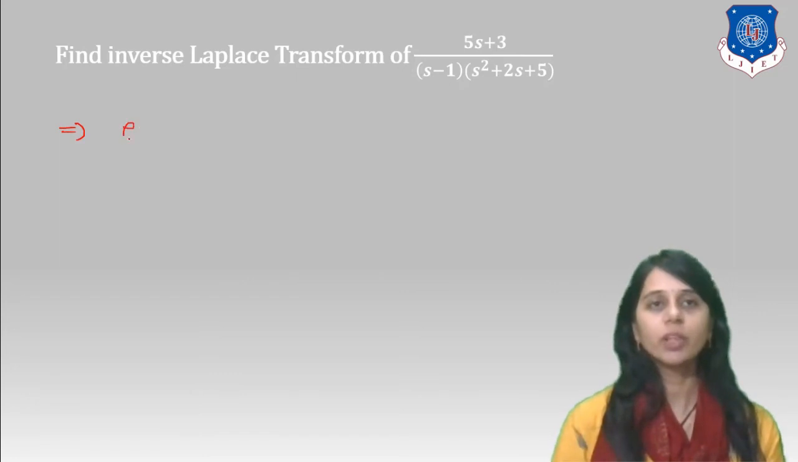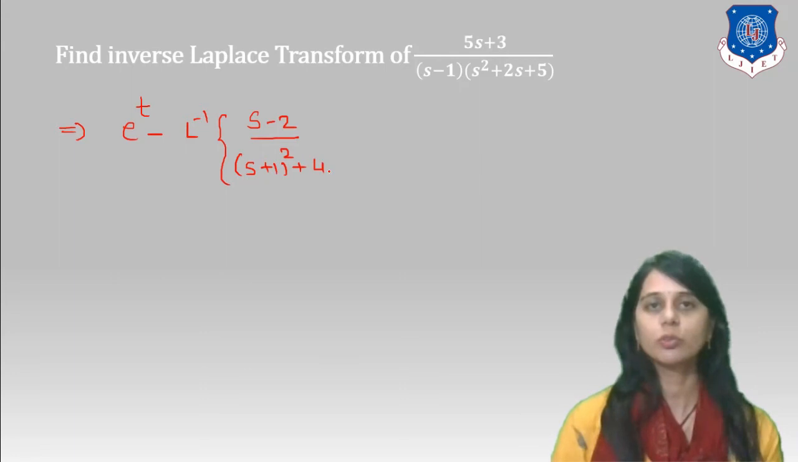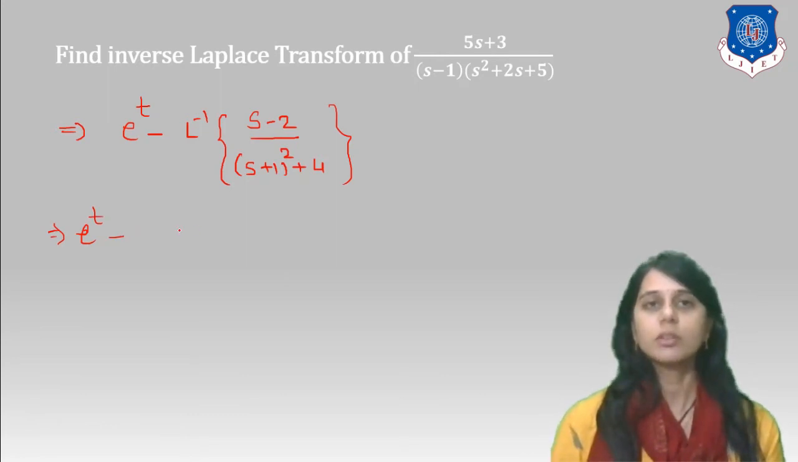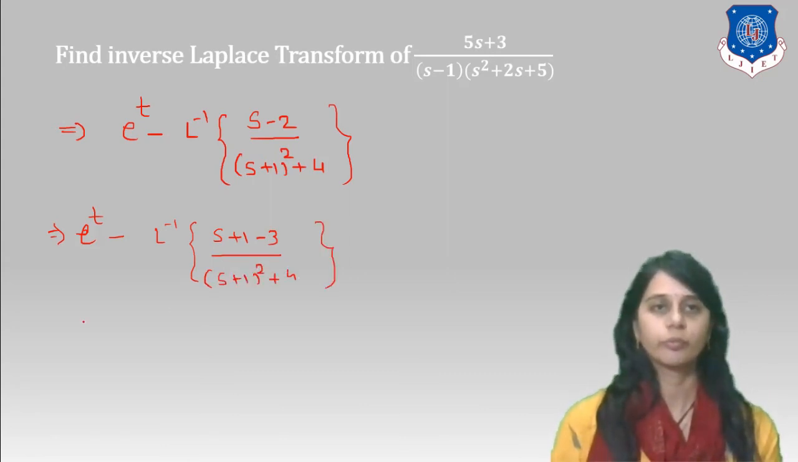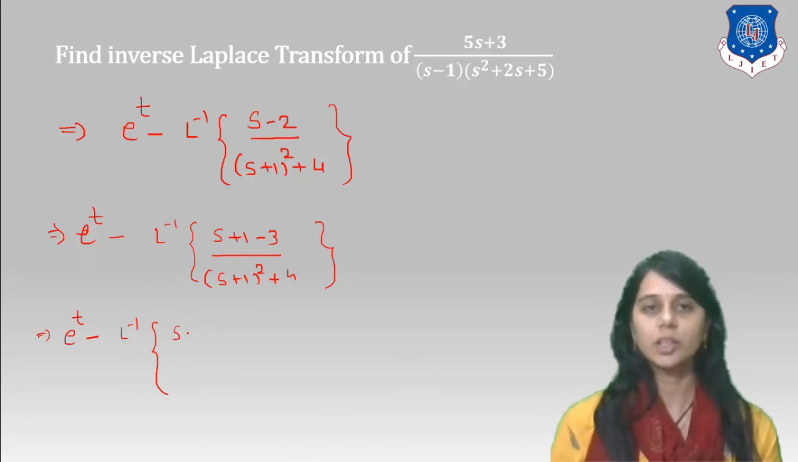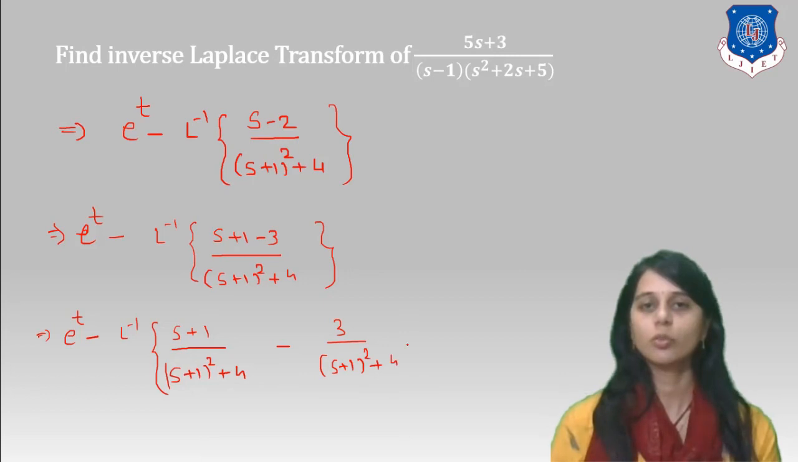In next step, we get e raised to t minus Laplace inverse of (s minus 2) upon (s plus 1) whole square plus 4. e raised to t minus, we have to form to take the s plus 1, so we take s plus 1 minus 3 upon (s plus 1) whole square plus 4. e raised to t minus Laplace inverse of (s plus 1) upon (s plus 1) whole square plus 4 minus 3 upon (s plus 1) whole square plus 4.